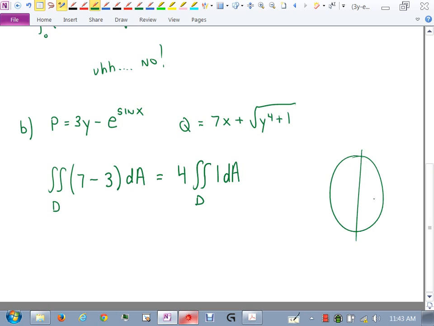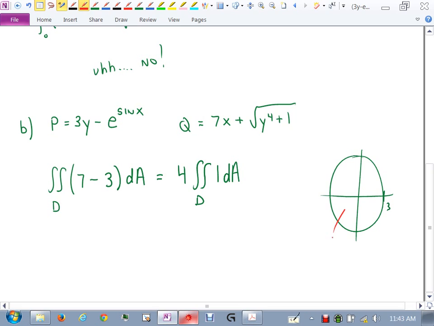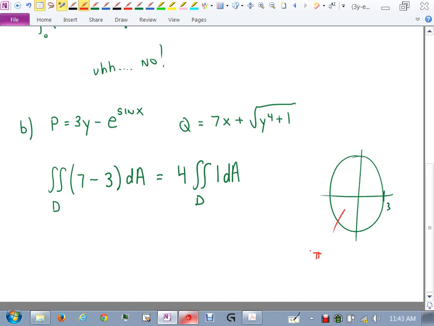Pi r squared, right? The radius here was 3. So the area should be pi times 9, 9 pi, but then times 4 out here. So your answer is 36 pi. Now, wasn't that nice? Wasn't that a lot better than trying to integrate all that up there? Questions?